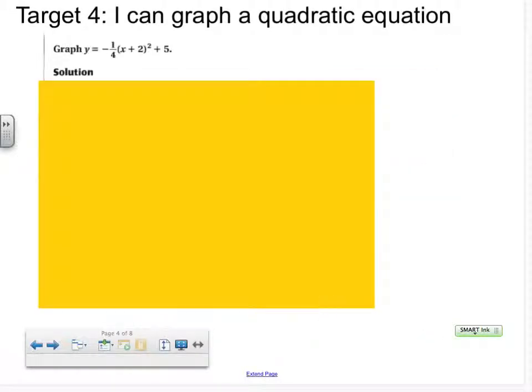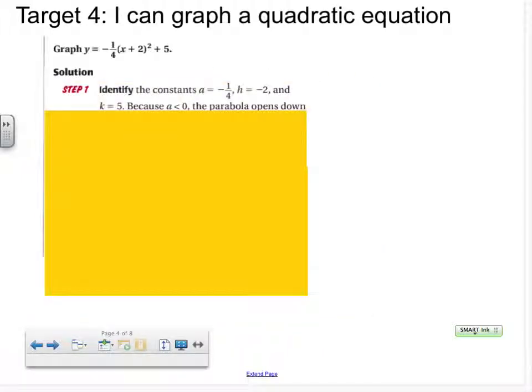We got y equals negative 1/4 times the quantity x plus 2 squared plus 5. All right, so let's solve this. Let's first look at the constants. We got a is negative 1/4, h is negative 2, and k is 5. So, because a is negative, the parabola opens down. It's going to look like a frown.